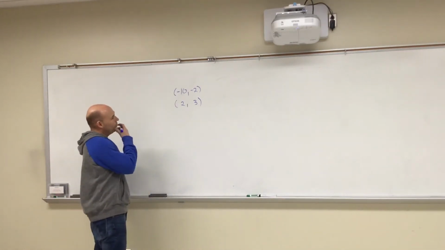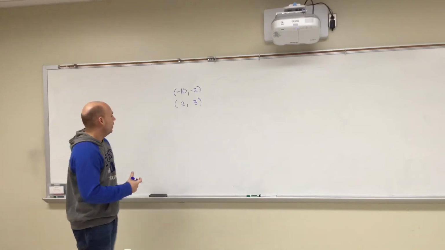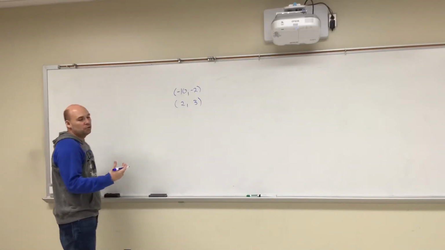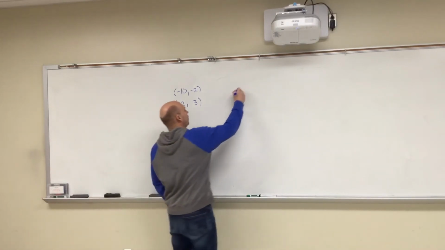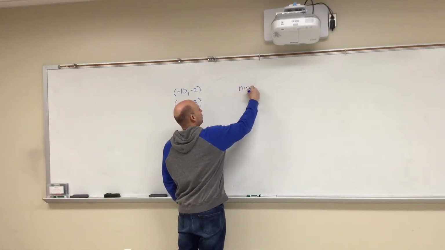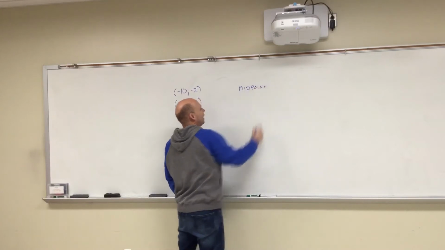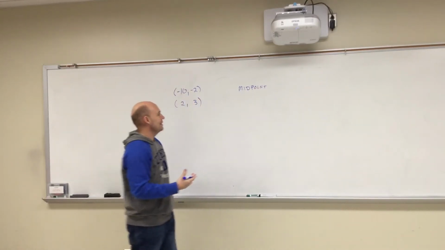All right, so we are going to do the distance formula and the midpoint formula between these 2 points that my kids just gave us. So let's do the midpoint formula first. The midpoint is the average between where these 2 points exist, okay?